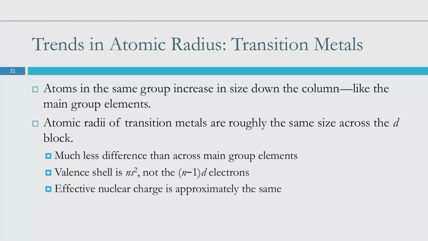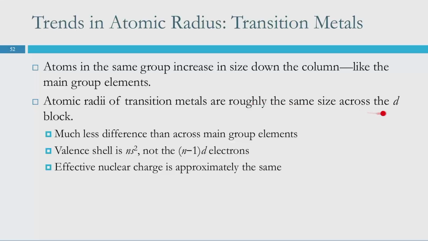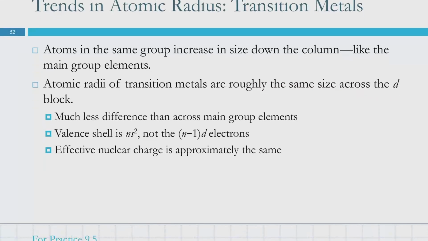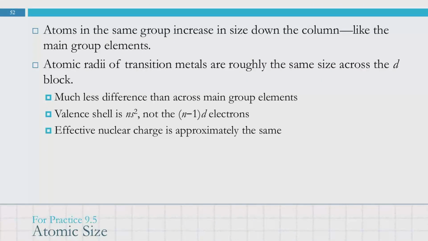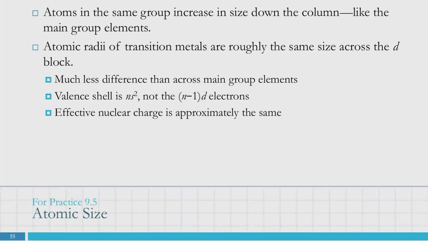For our transition metals, it's roughly the same size across the D block because the effective nuclear charge is about the same. Probably won't ask you any questions about transition metals for atomic size. But it does increase as we move down a column. It's just the left to right doesn't really make much of a difference.